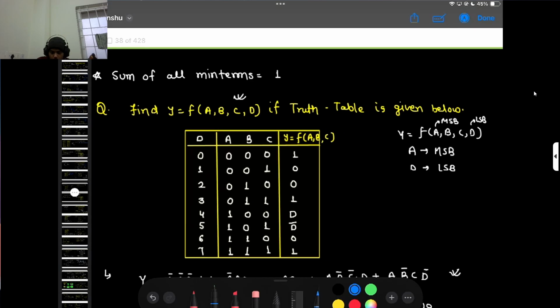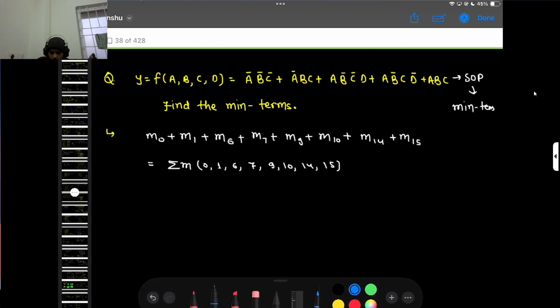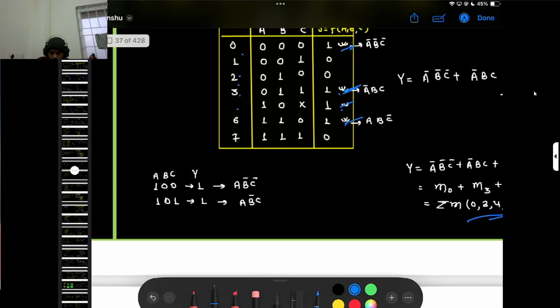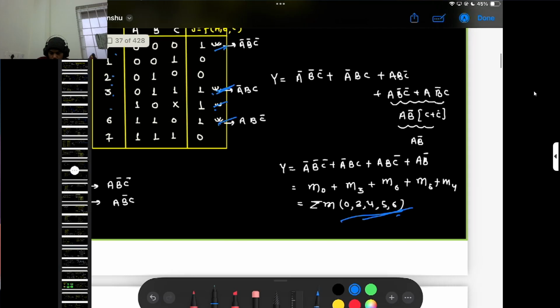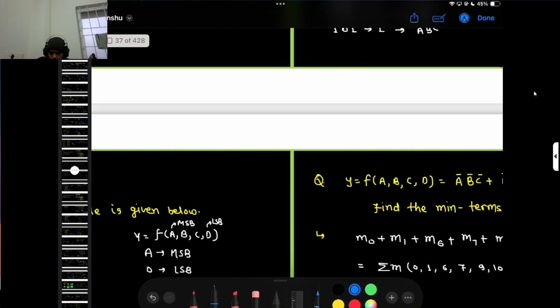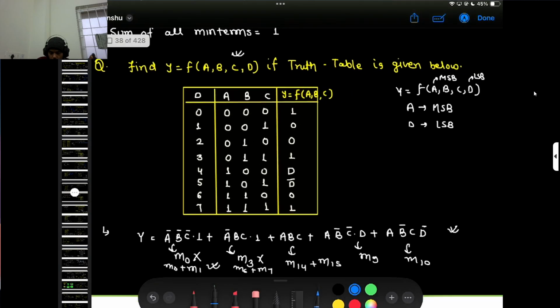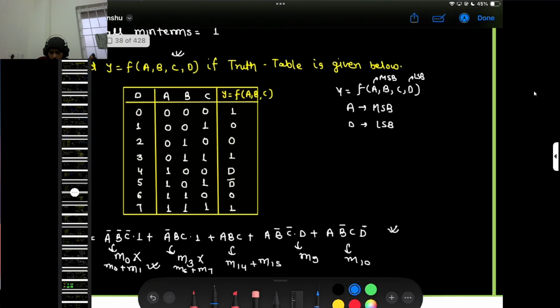Sum of all min terms equal to 1. Okay, fine. Here sum of all min terms equal to 1. So find y equal to A, B, C, D if the truth table is given below. Okay, this is one of the good questions I think.